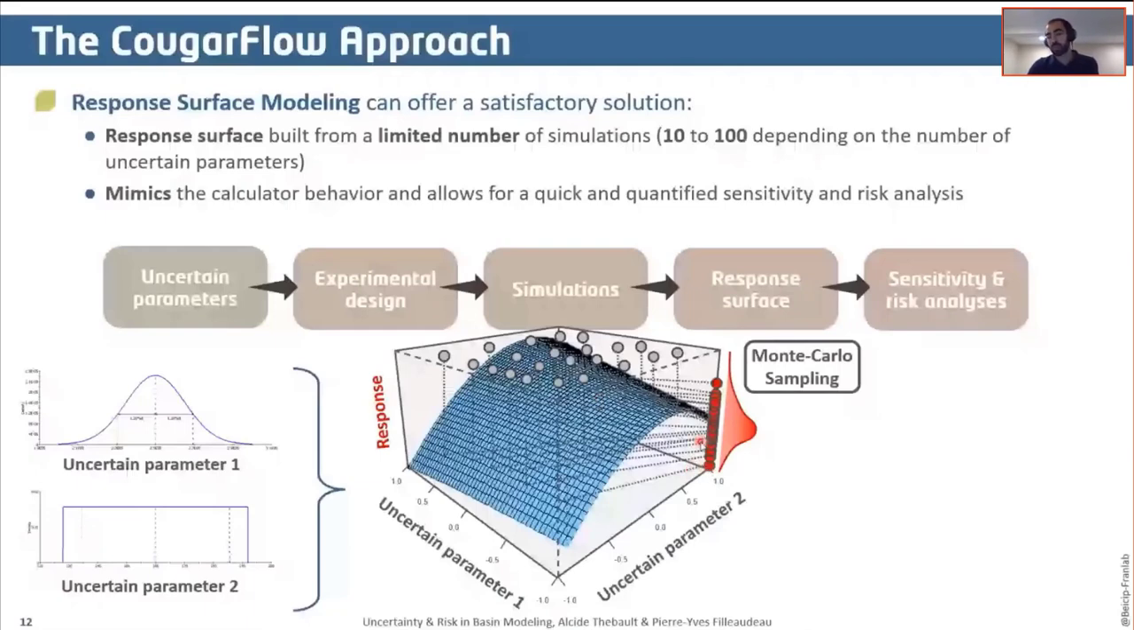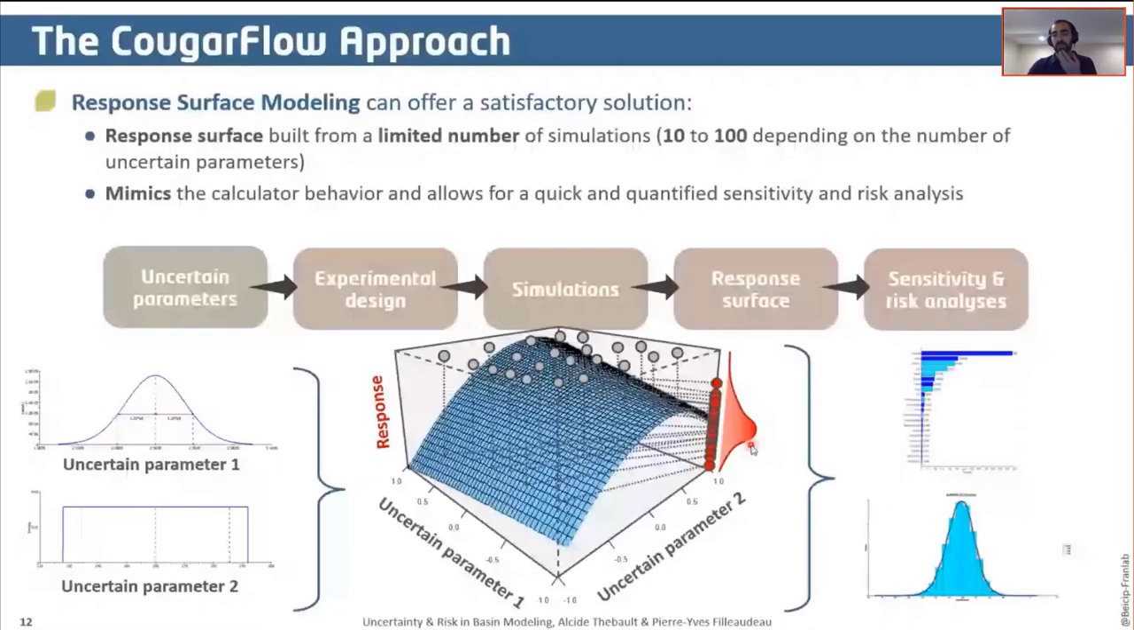And from that, we get the distribution that gives us the variability of the model and the variability of the response. So actually we have several types of results. The main ones are a sensitivity analysis, which will tell us from all the uncertain parameters that we have defined, which one has the biggest impact on the response, so which one makes the response vary the most. So that allows us to know which parameter we need to focus on. And then we also can perform a risk analysis, which gives us what I showed here, the variability of the response and what the most probable values are. So the P10, P50, P90 values in that case.